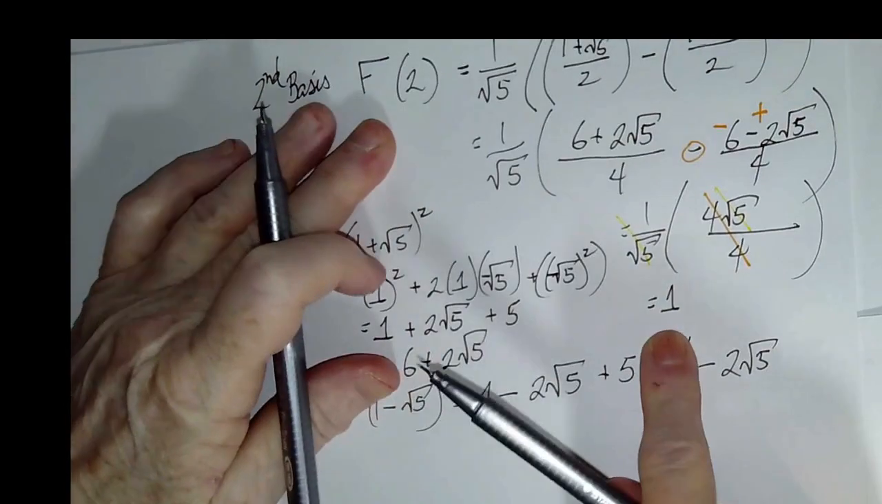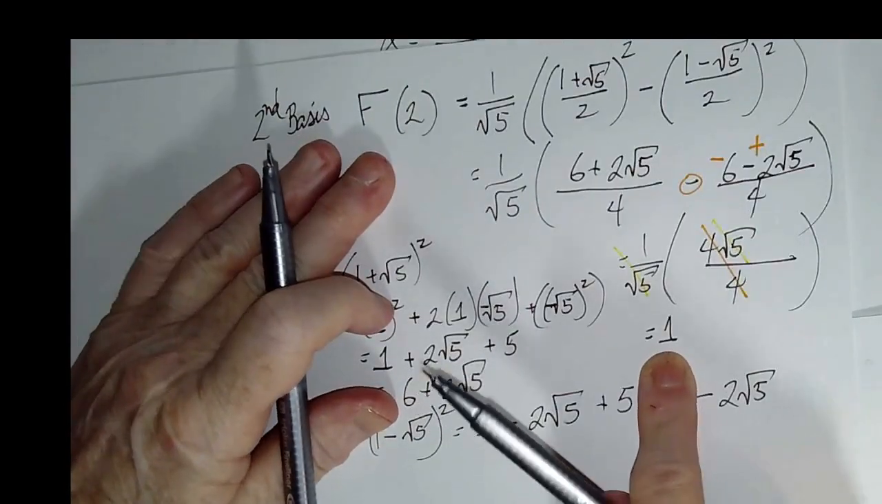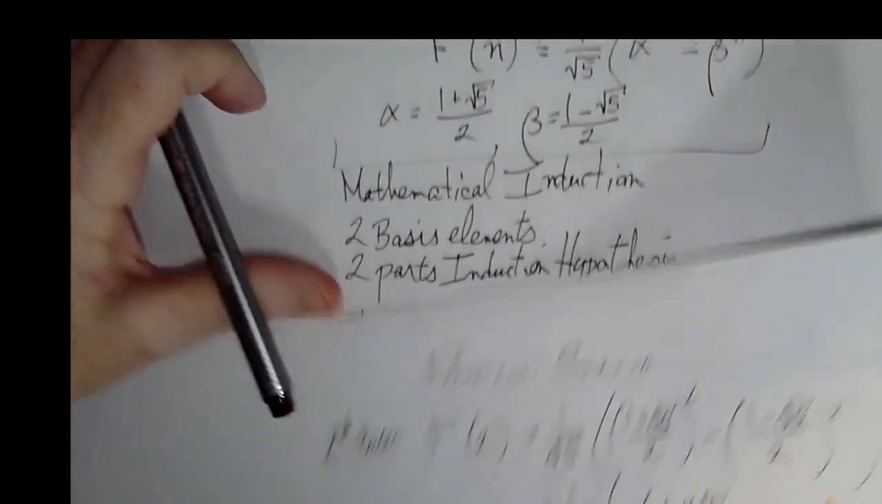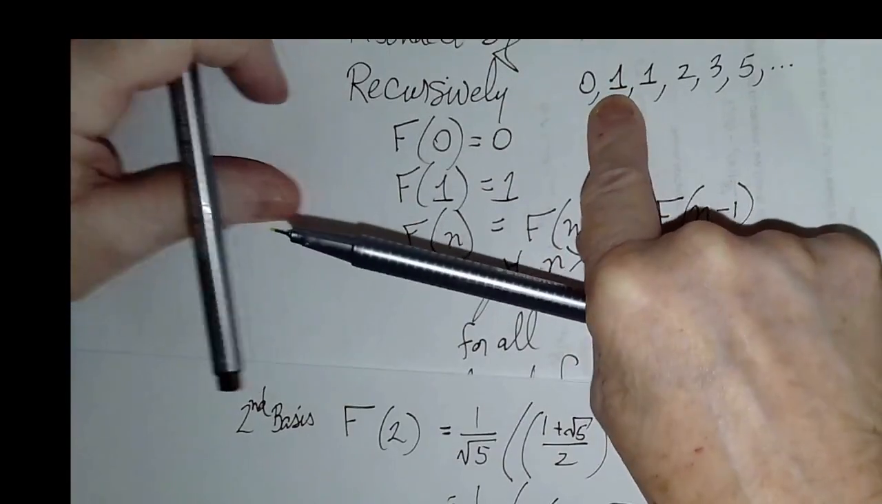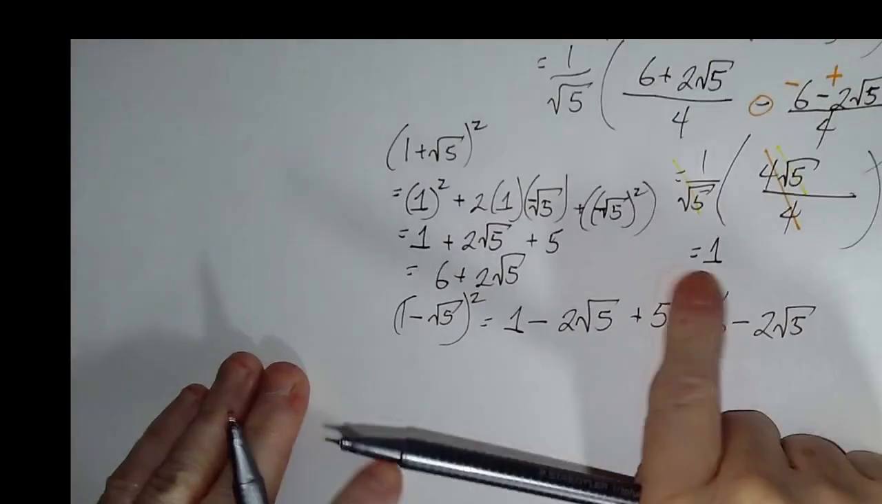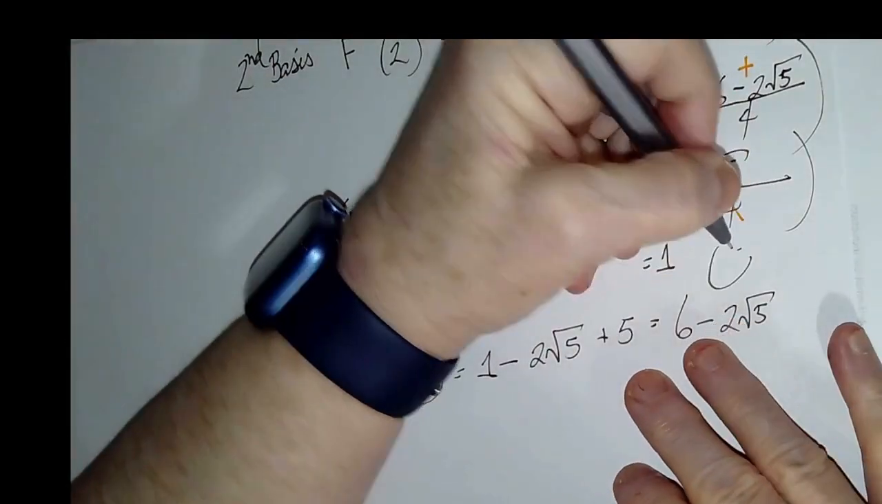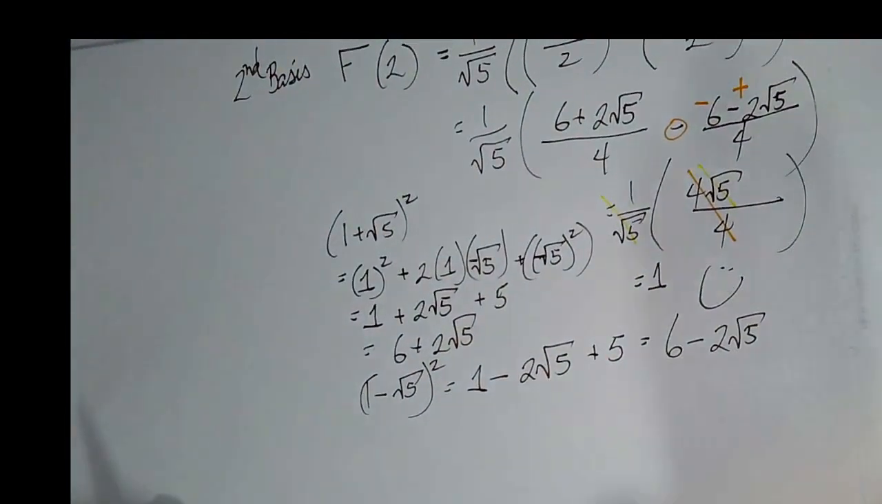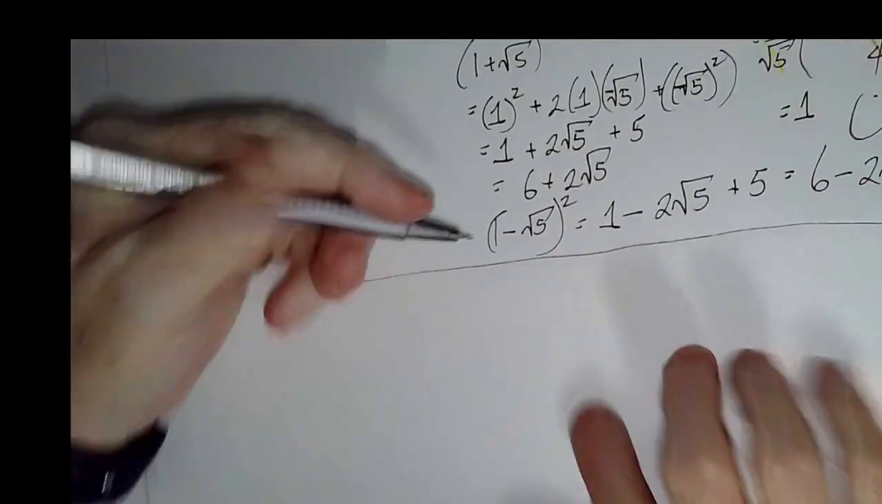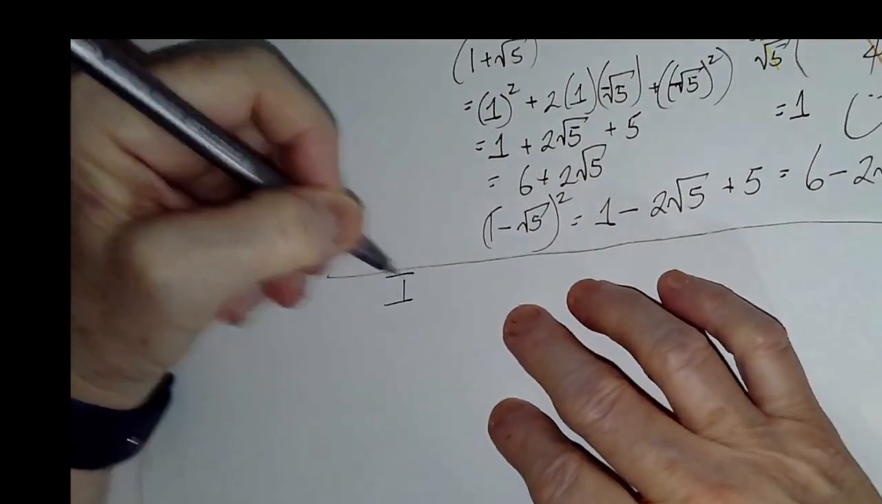What is f of 2? What is the third or the second number? Let's see. The first is 1. The second is also 1. Oh my gosh. Yay. Okay. So both basis values work.